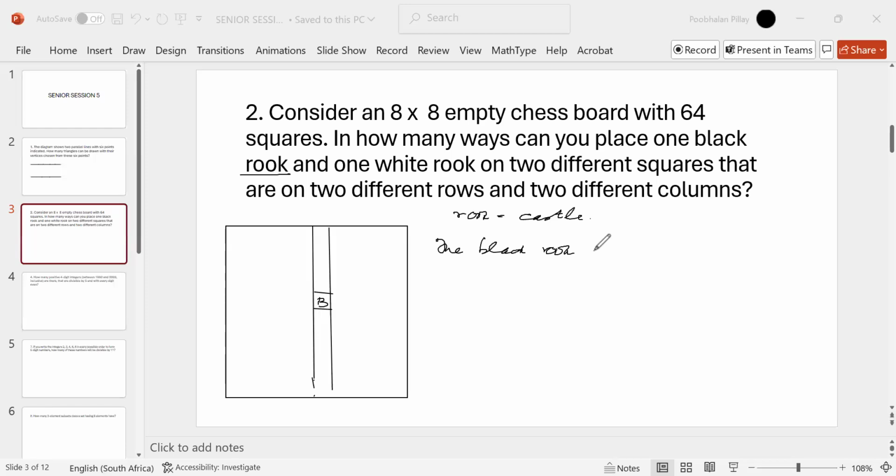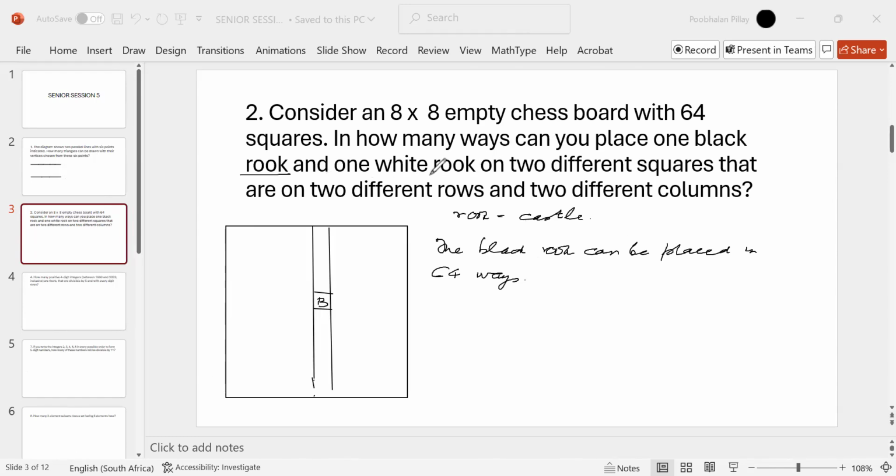The black rook can be placed in how many ways? Well, you can place it in any one of the 64 squares. Nothing is stopping you from placing it anywhere. So we have to say in 64 ways.